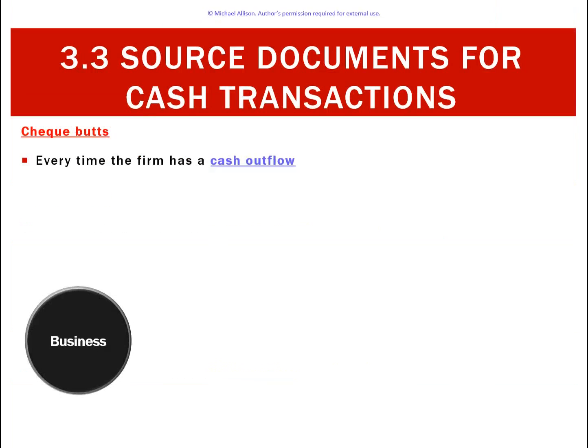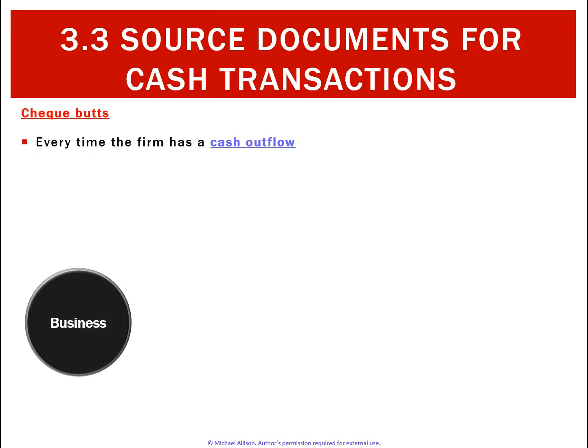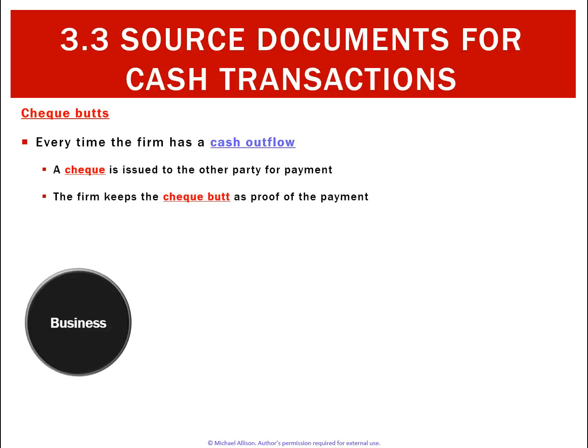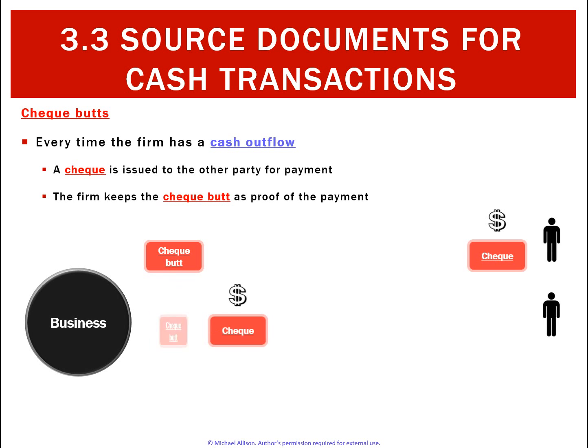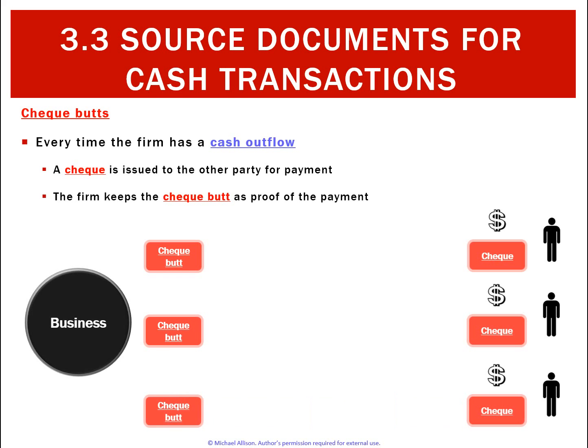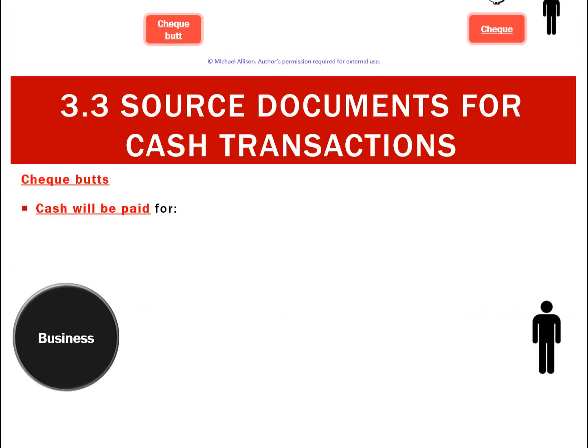Looking at check butts, every time there's a cash outflow, we're going to say that is paid by a check, and the business gives the check to the other person, and then we'll actually keep the check butt. We'll look at what a check butt is in a second, but for now we send the check to the other party and we keep the check butt as proof.